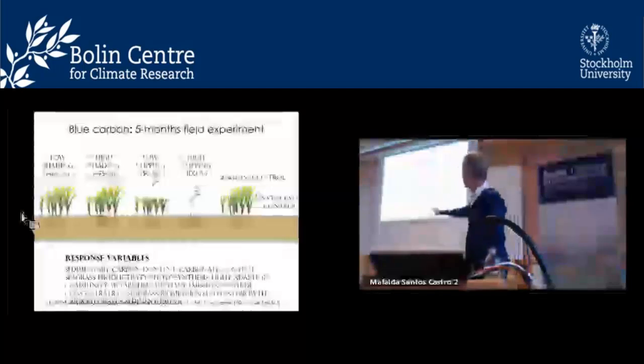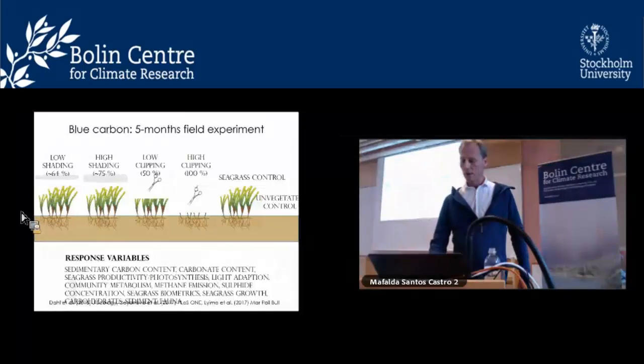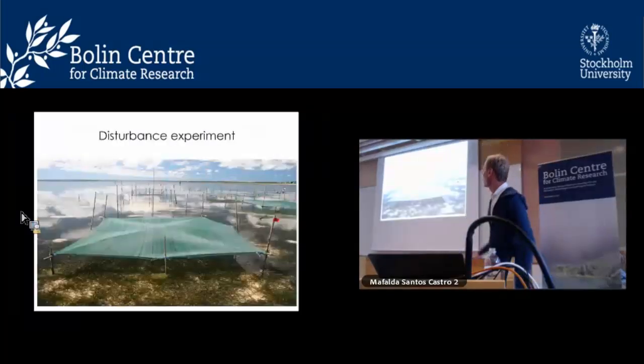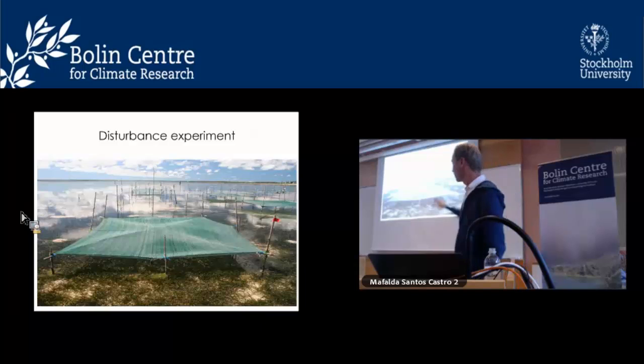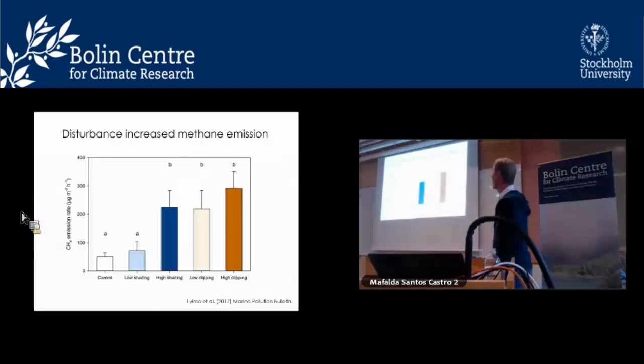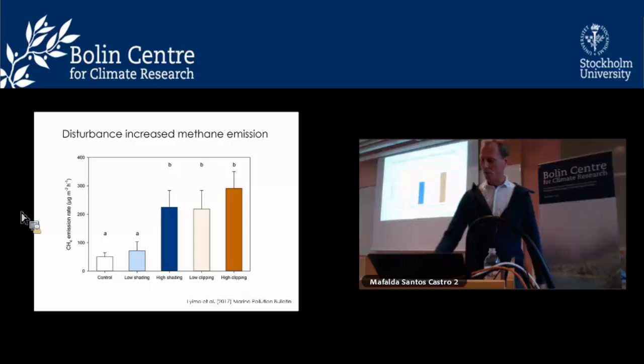And we looked at many different variables as responses, all from sediment to physiology to methane to animals and so on. And there are three papers published from this. Here is just to show you the area where we have shaded and done the clipping. And one very clear result is that the methane emission increased by up to 6 times when we destroyed the seagrass.